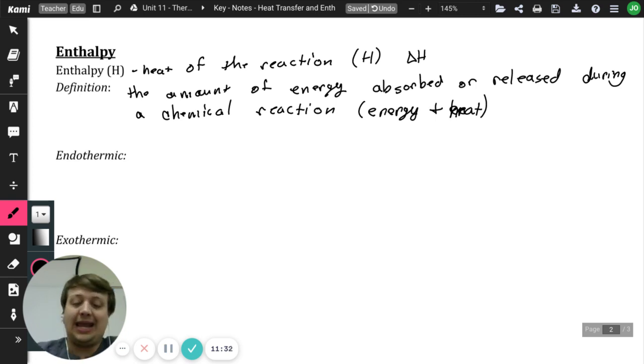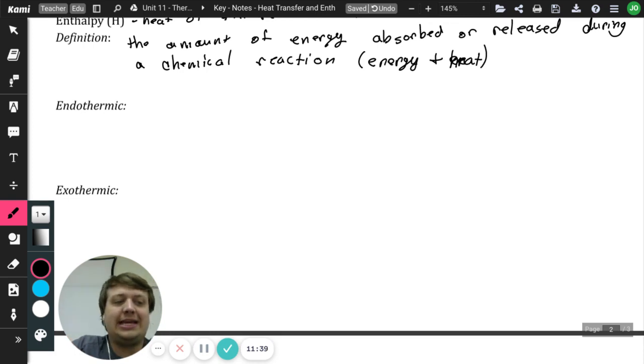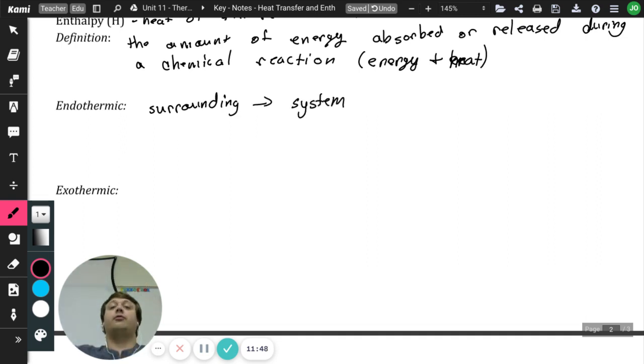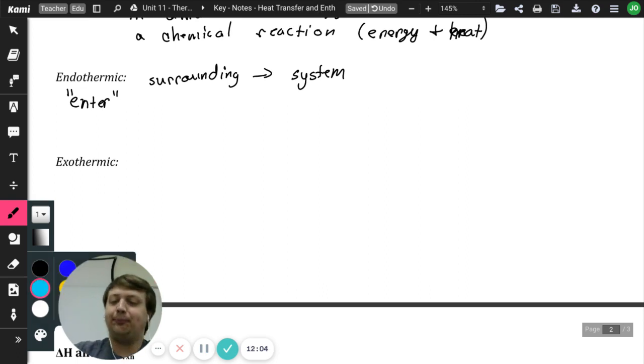We talk about endothermic and exothermic. Endothermic is going to be the movement of heat from the surroundings to the system. Okay, so it's going to come from the outside and be actually absorbed into the system. And I tend to remember this by remembering endothermic means to enter. So we're talking about that heat entering that reaction, being brought in to that reaction.